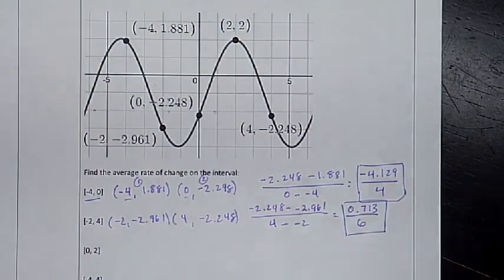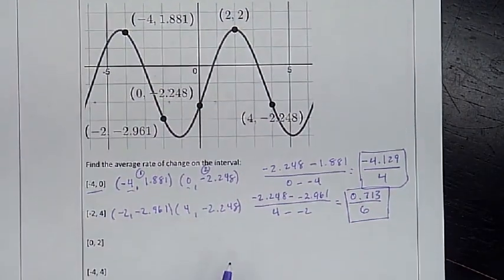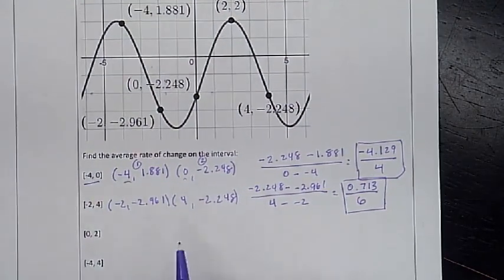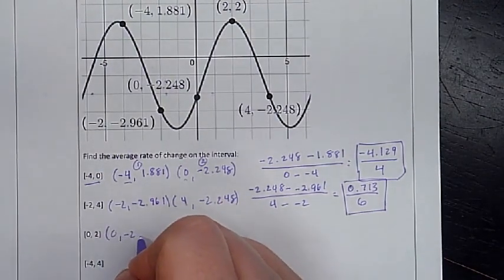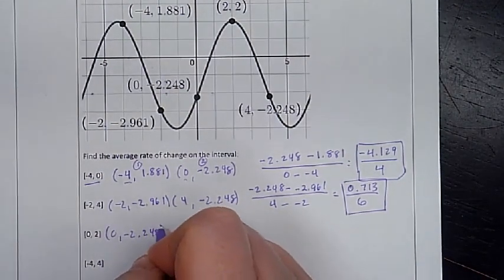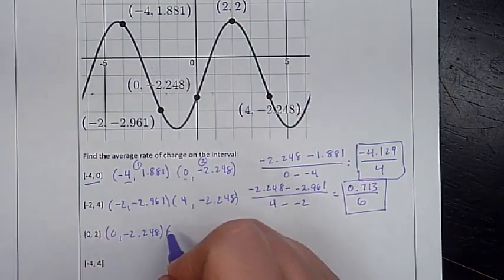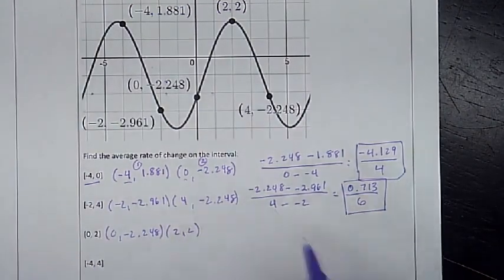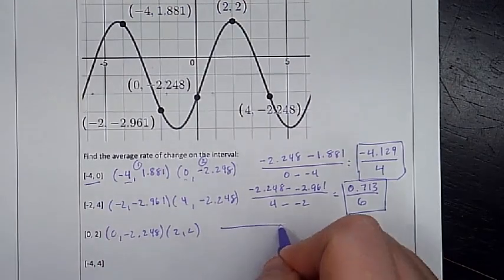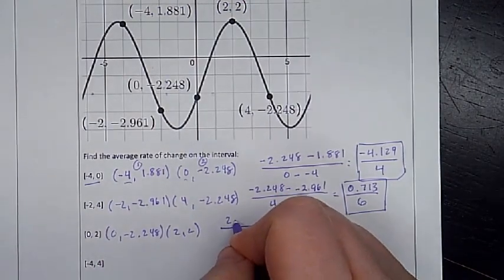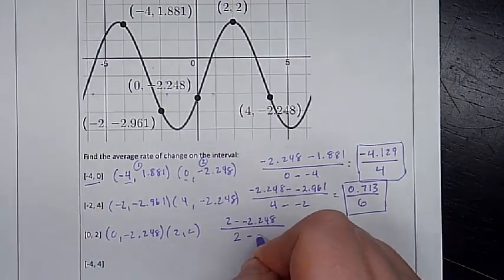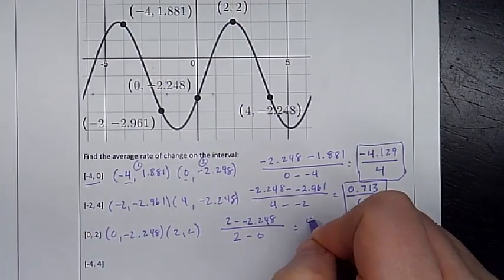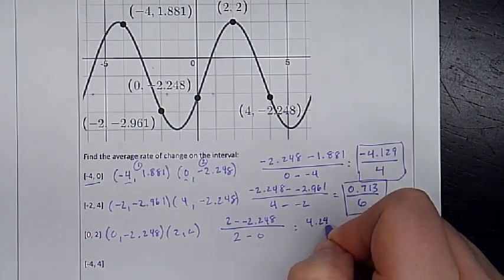The next one is 0 to 2. So I know that I'm doing 0 and -2.248, and the point 2 is 2, 2. So I have 2 minus negative 2.248 over 2 minus 0, which gives me 4.248 over 2.